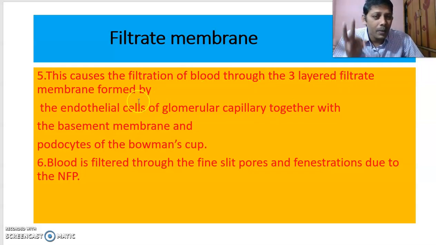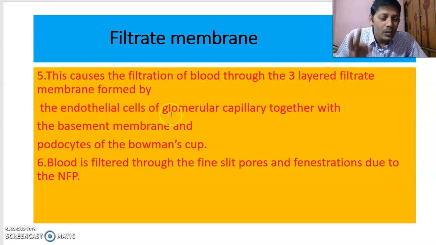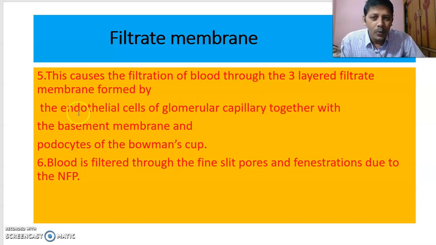a three-layered filtrate membrane. I explained the three components of this in the previous parts. What are they? Endothelial cells of the glomerular capillary. Second, the basement membrane. Third, the podocytes of the Bowman's cup. These three together form the filtrate membrane.